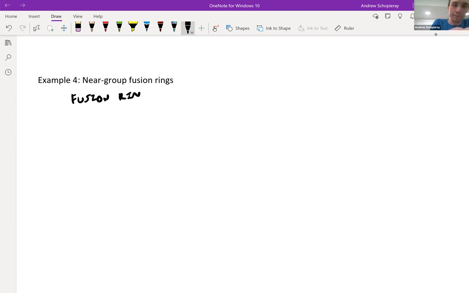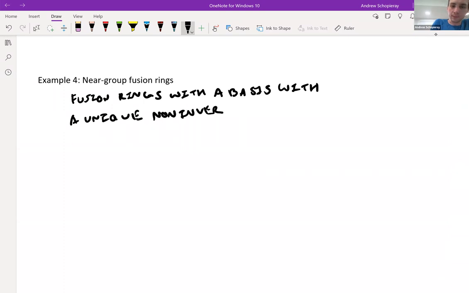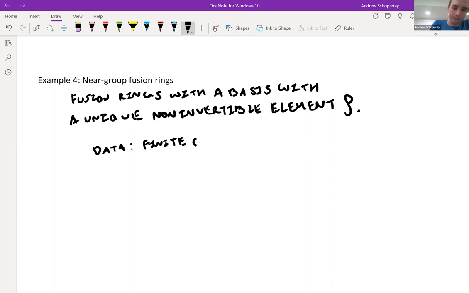These are fusion rings with a basis, with a unique non-invertible element. And typically, I don't know how it became commonplace, but we called this rho, okay, this unique non-invertible basis element. So all of the data of the fusion ring is essentially determined. I have my underlying group. So there's a finite group G. And this is our set of invertible elements for this two-dimension fusion ring.